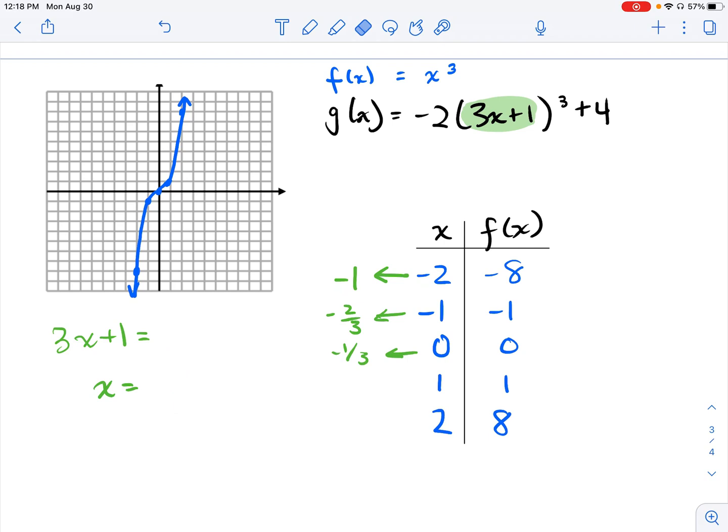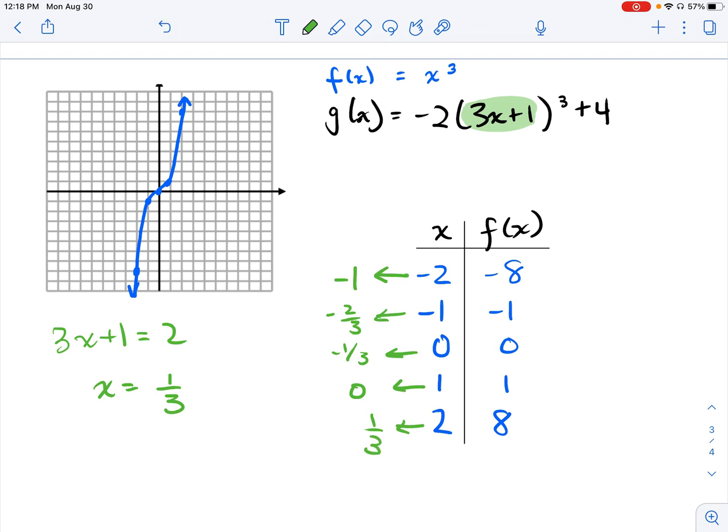Set this equal to 1 now. When 3x plus 1 is equal to +1, x goes to 0. And when 3x plus 1 is equal to 2, then x is equal to 1/3.